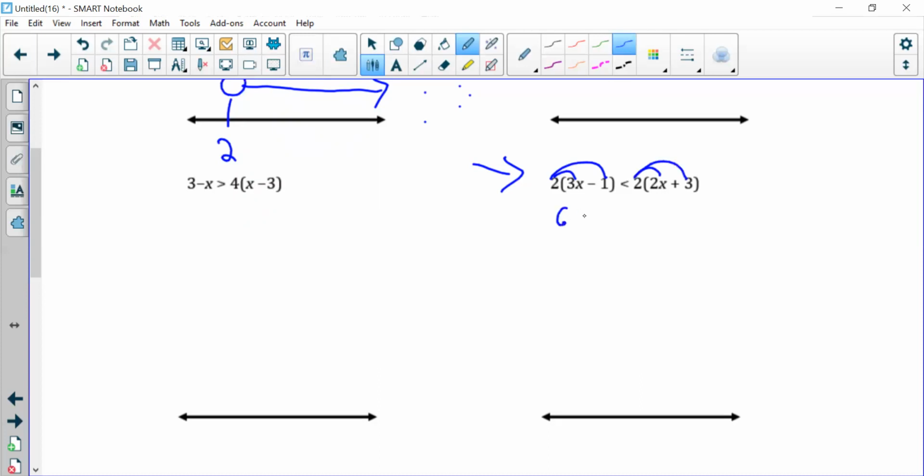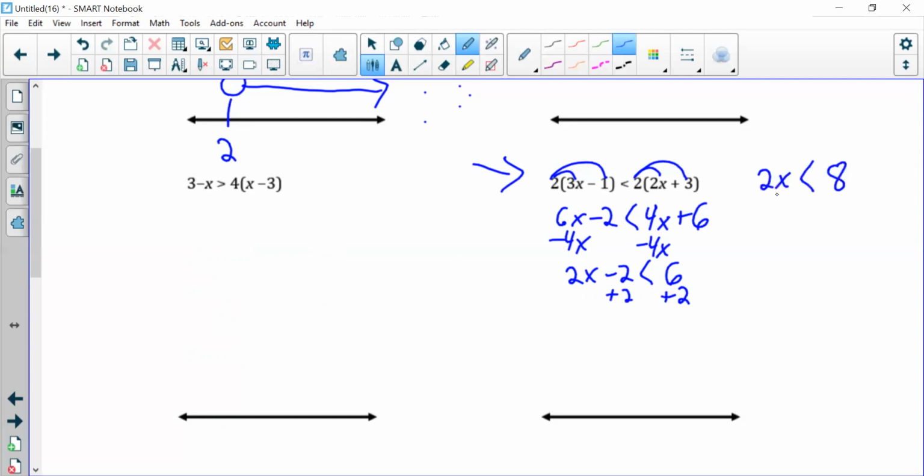So that gives me 6x minus 2 is less than 4x, there we go, plus 6. All right, let's move our x's to the left first. So minus 4x, minus 4x. This gives me 2x minus 2 is less than 6. Add 2 to both sides. Gives me 2x is less than 8. Divide both sides by 2. X is less than 4.